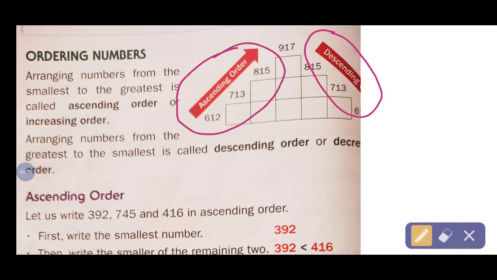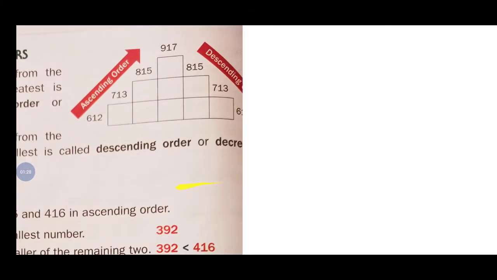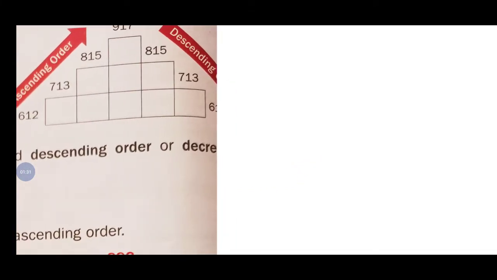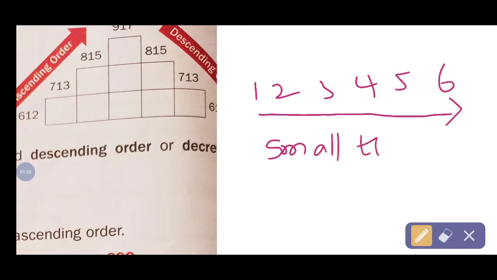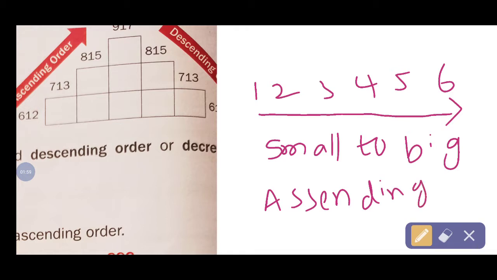Okay, small to big. I will write it on this side. What is meant by small to big? For example, see, 1 is there, 2 is there, 3 is there, 4 is there, 5 is there, 6. So small to big is called ascending order. Okay, na? Big to small, what is it? It is the reverse. It is a descending order.